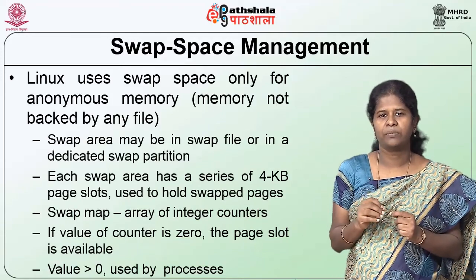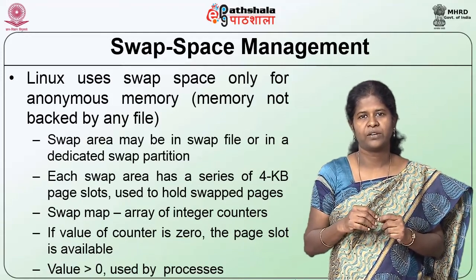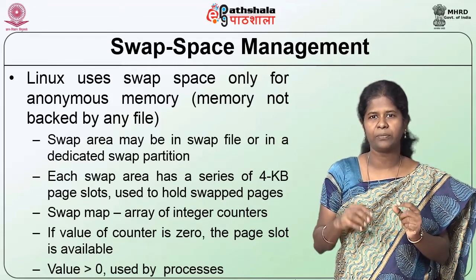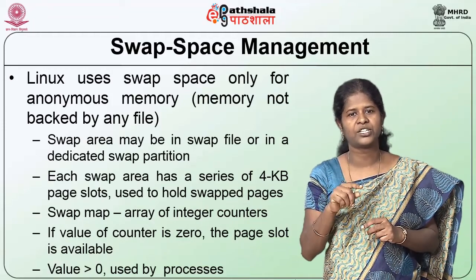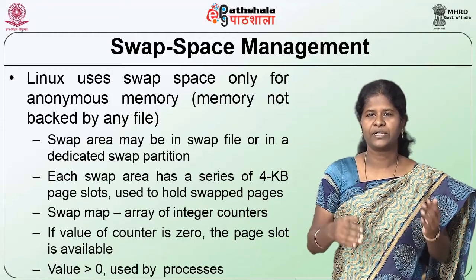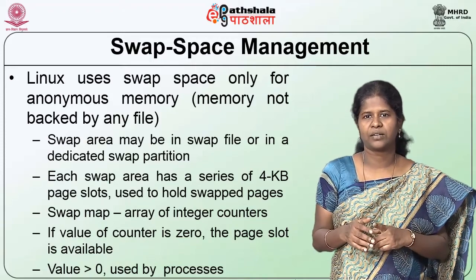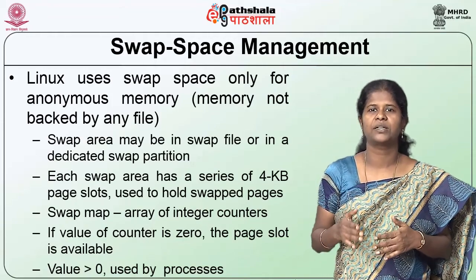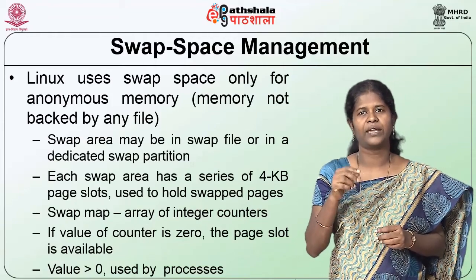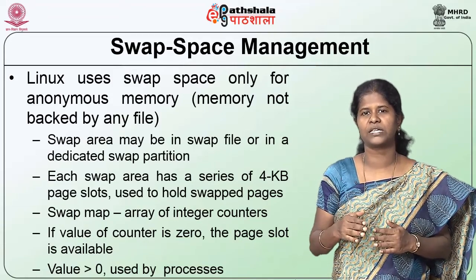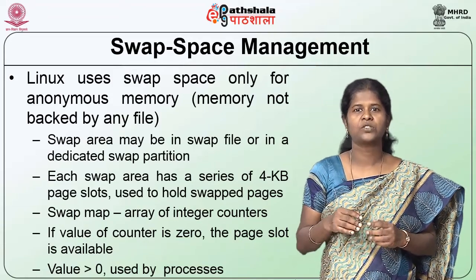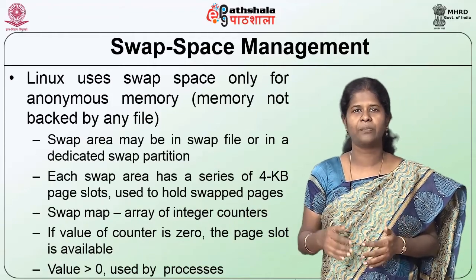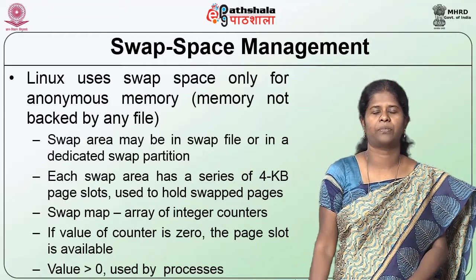The swap map will maintain an array of integer counters which will be initialized to 0. If a particular page slot is free, not being used, then the corresponding entry in the swap map will be 0, and if it is allocated, then it will be incremented to 1. Suppose more than one process is using that particular page, then the swap map will increment it according to the number of processes that are using that page slot. So, if the entry is 3 in the swap map, it means that 3 processes are using that particular page which is kept in the swap space.